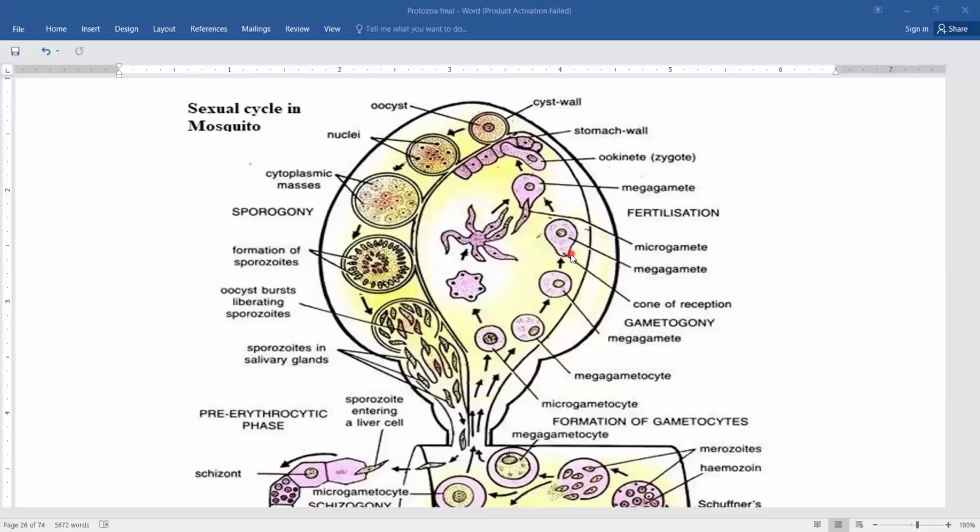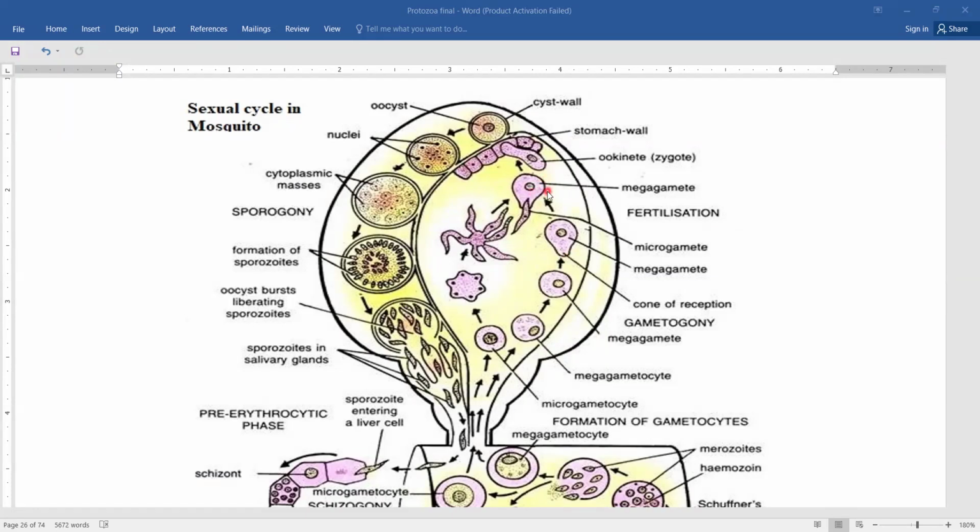or female gametocyte. Now you can consider this as a female gamete. So in the gut of the mosquito, the fertilization takes place between the male gamete and this female gamete. The male gamete enters through this cone of reception, and a diploid zygote is formed.